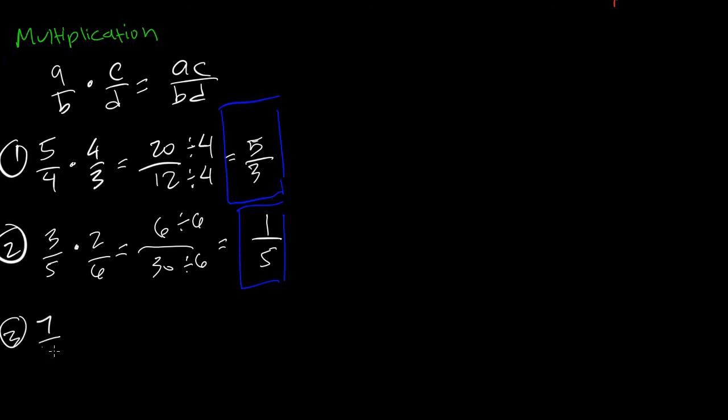Next, example number 3. 7 over 8 times 2 over 4. 8 times 4 is equal to 32. Then 7 times 2 is equal to 14. So, pwede pa natin silang ma-reduce by getting their GCF. So, we have 2, right? 14 divided by 2 is equal to 7. And then 32 divided by 2 is 16. So, that's it.